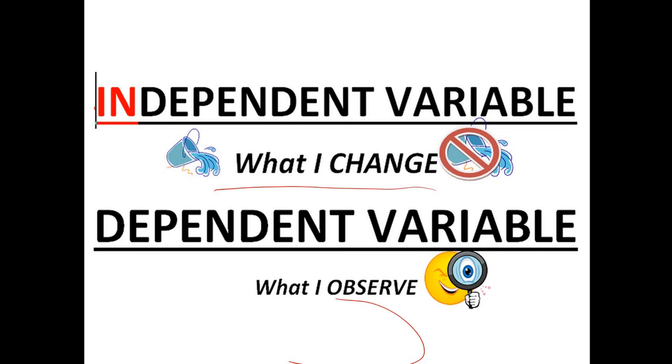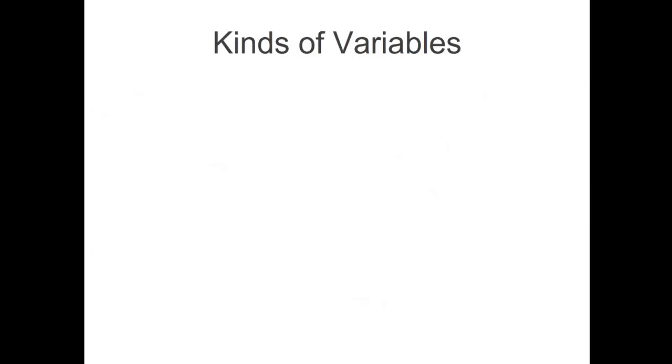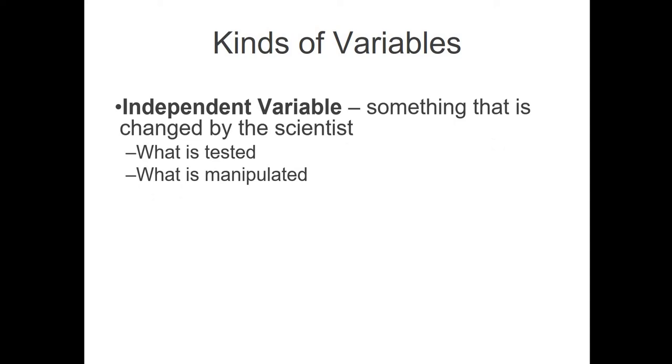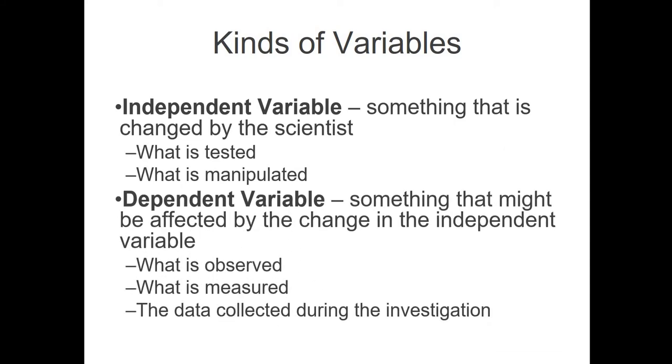And this is the science of when we talk about independent and dependent. This is coming from science, right? The independent is something that is changed by the scientist, what is tested, what is manipulated. The dependent variable is something that may be affected by the change. So we hear these terms in science, right?